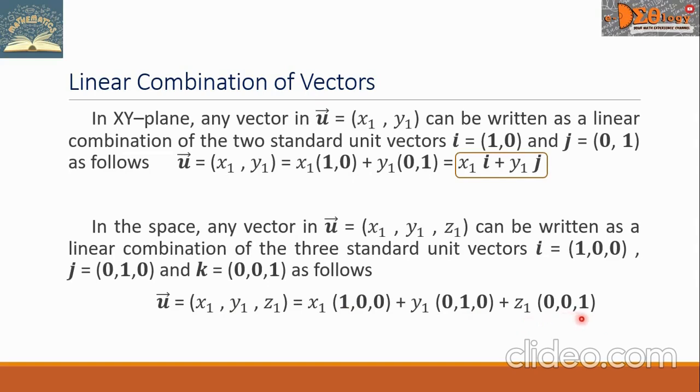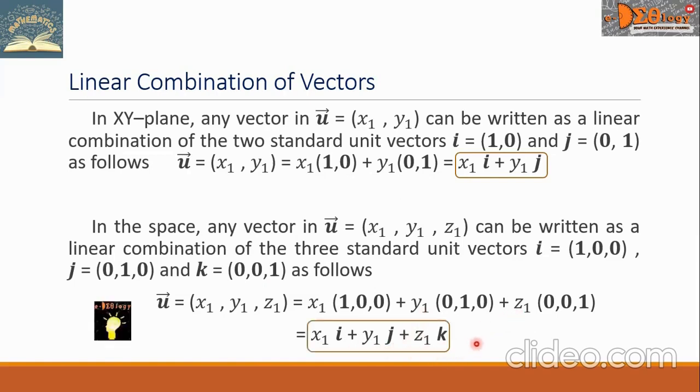Here, we're going to substitute the value i for the triple coordinates 1, 0, 0. We will substitute the value j for the triple coordinates 0, 1, 0, and we will substitute the value k for the triple coordinates 0, 0, 1. So we have x sub 1 times i plus y sub 1 times j plus z sub 1 times k. This is our linear combination.